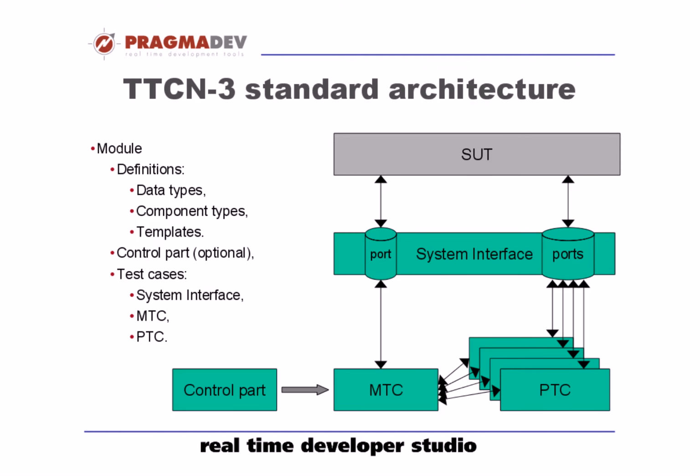The system to be tested is called the system under test, SUT. A test case is organized in a control part that controls the test execution, a master test component, and some optional parallel test components. The test case interacts with the SUT through the system interface that defines a set of ports. A port can be asynchronous, like a message, or synchronous, like a function call.